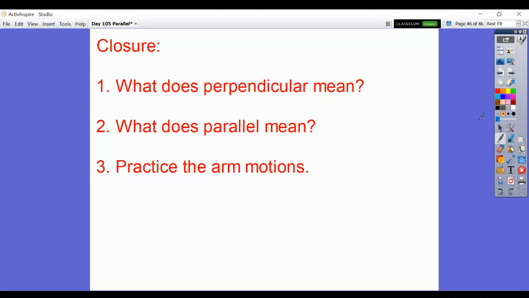All right. Well, that's the lesson on intersecting, perpendicular, and parallel lines. Hopefully, you understand it now. If you have any questions, go back and play it again.